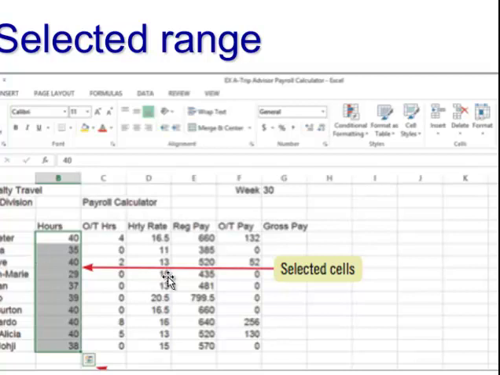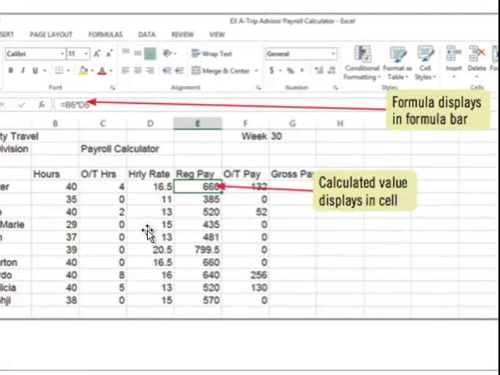Okay, here's the selected cells. You have the calculated value displayed in this cell. Here's the formula that this is calculated from. It tells the software to tell the computer to go with B5, which is this column, times C5, which is the hourly rate, which results in E5, which is the actual wages to be paid to that person.